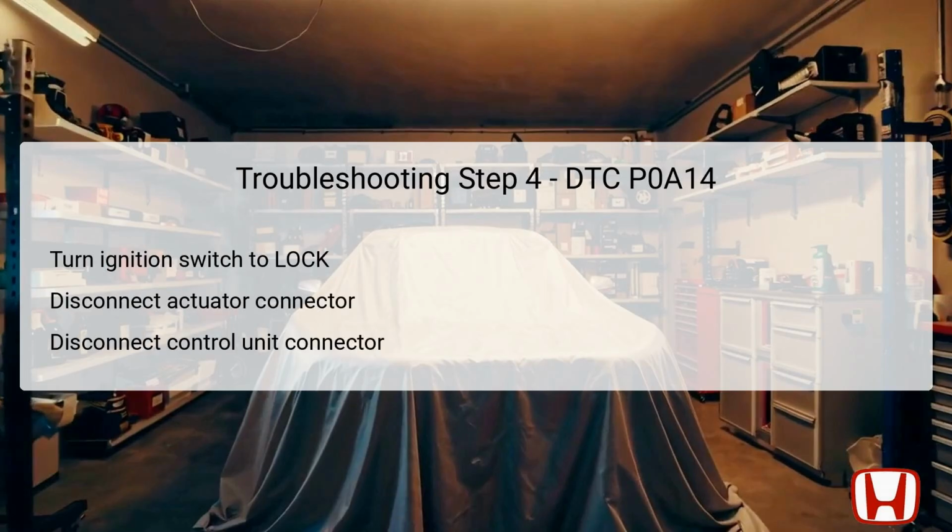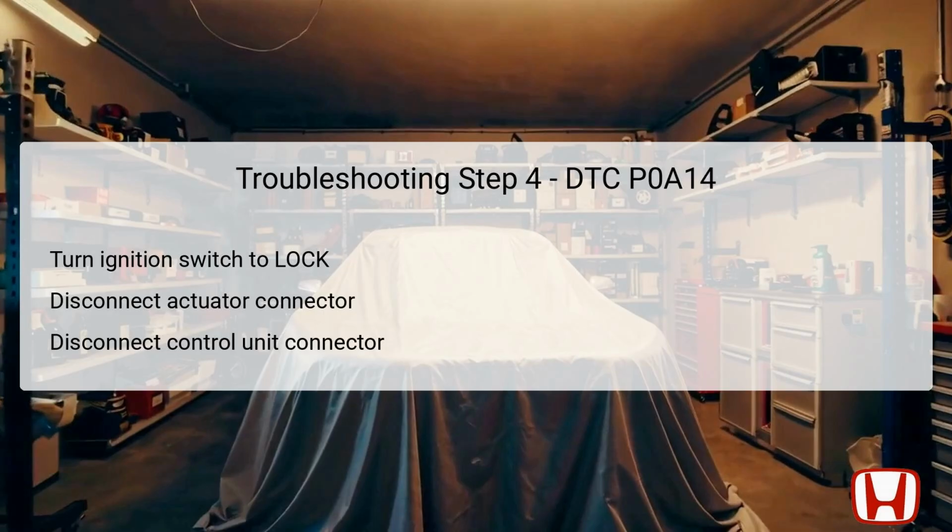Moving forward, turn the ignition switch to the lock position, 0, to ensure safety during the electrical disconnection process. Next, disconnect the front engine mount actuator by removing its 2P connector. This step is crucial for isolating the actuator from the circuit, allowing for thorough testing of each component separately.